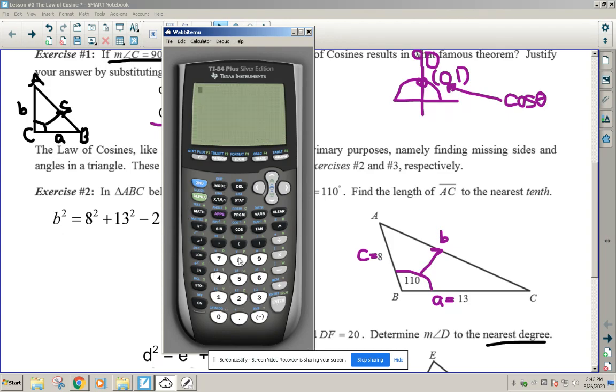All right, so now if I do this, I have 8 squared plus the 13 squared, the other 2 sides they gave me, minus 2 times 8 times 13 times the cosine of this 110 degrees. And as long as I'm careful, I get 304. Now that's equal to B squared. So if I want B, I have to take the square root of this big number. So I'll let the calculator do all the typing for me. And I find to the nearest tenth, this would be 17.4.